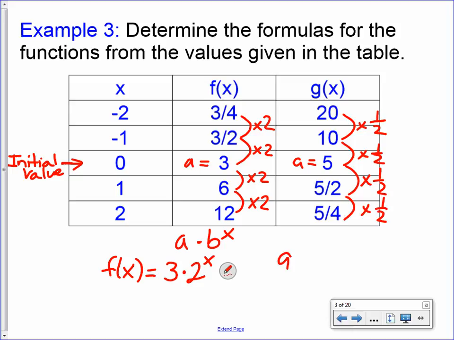So g of x is going to be equal to 5, because that was our initial value, times 1/2 to the x power.